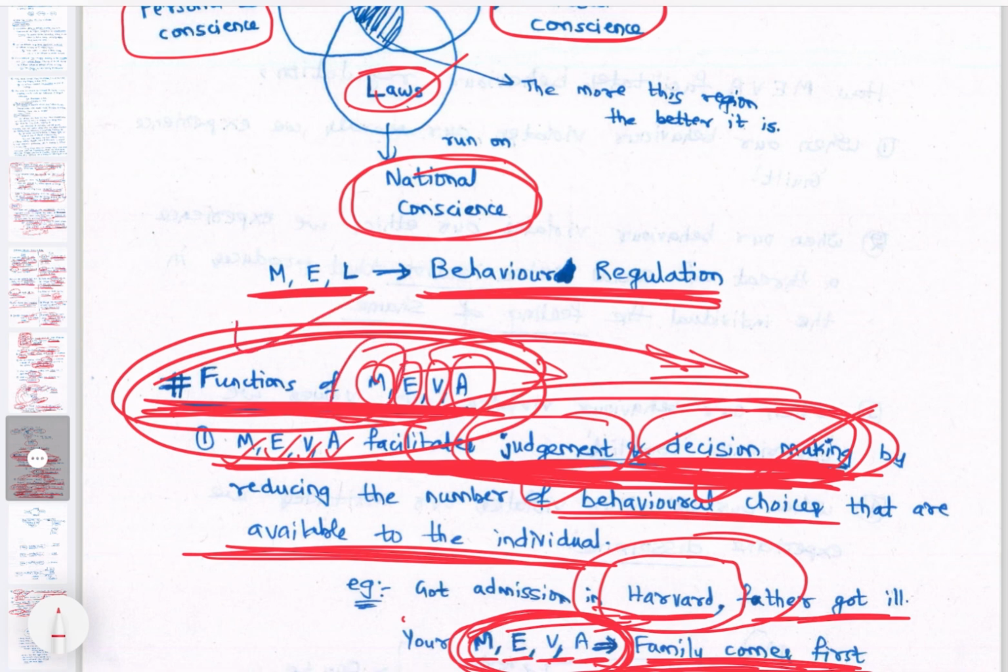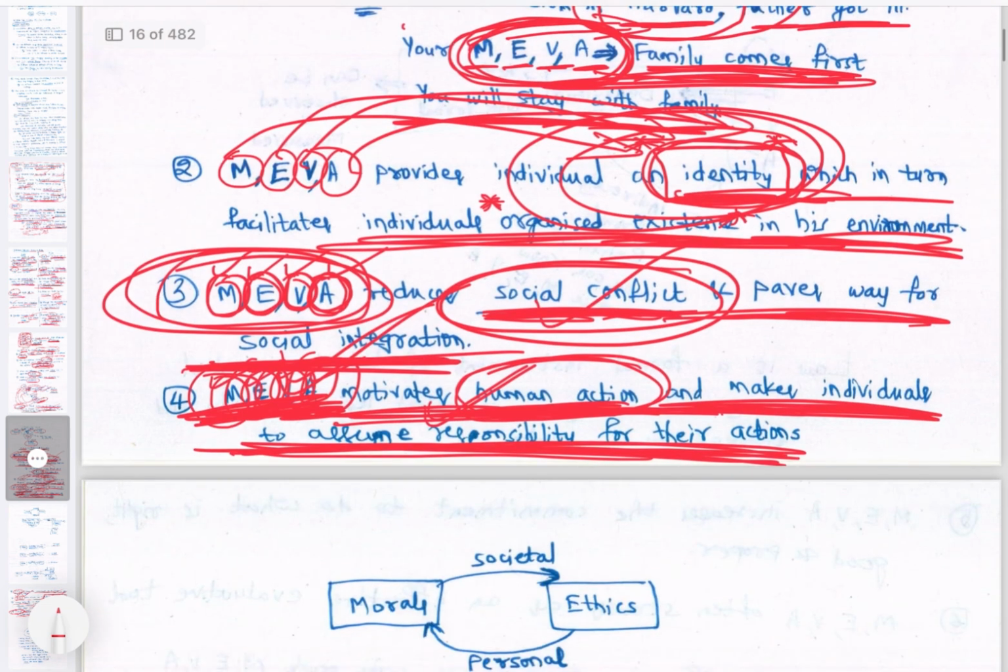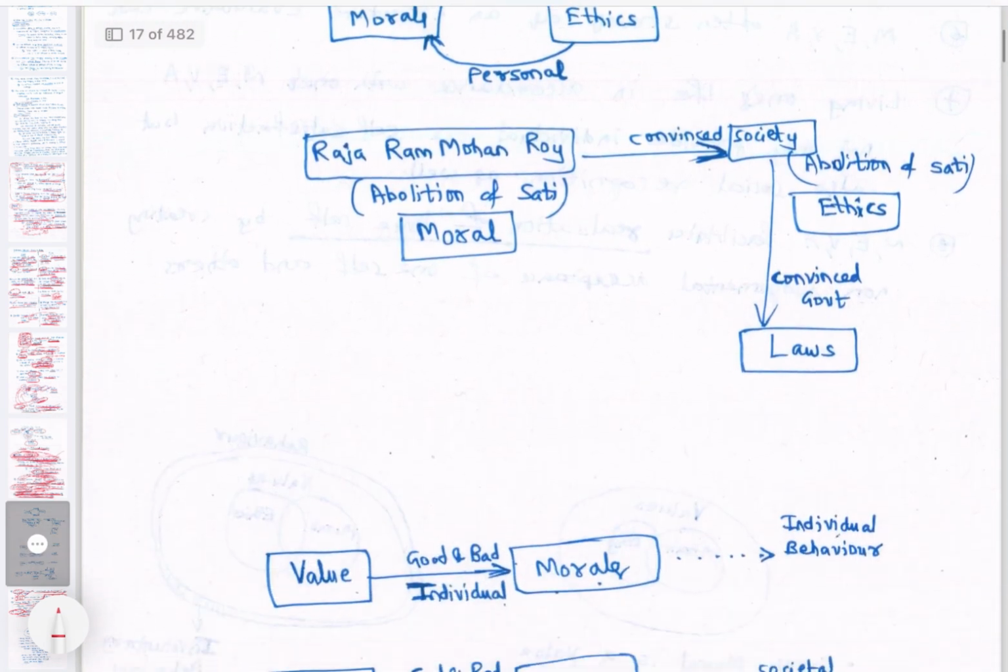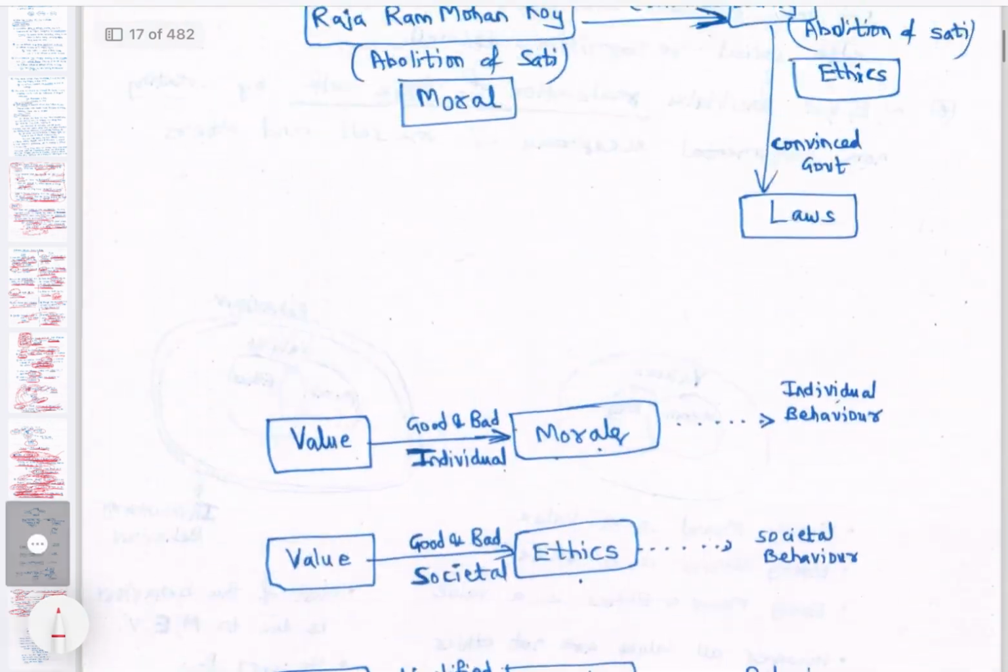Functions means, what do morals, ethics, values do? They help you in decision making. They help you in providing you with identity. They help reduce social conflict and promote social harmony. They motivate human actions. So all these are functions. So with this, we're done.